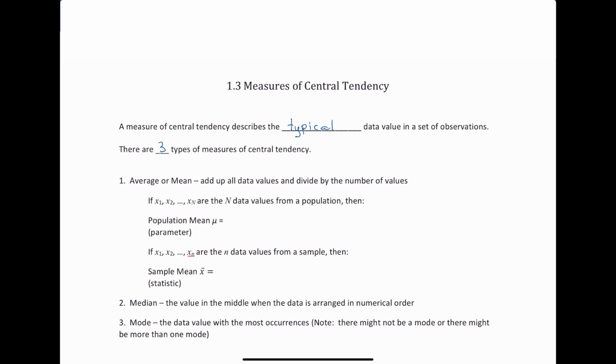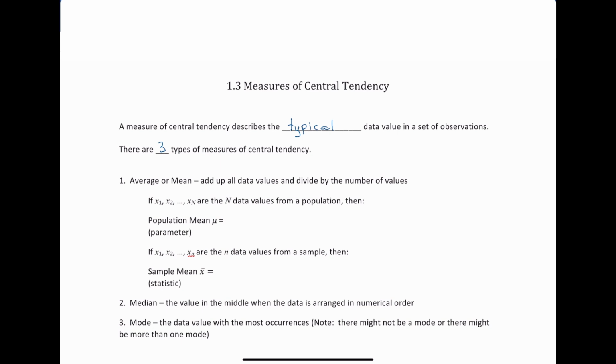And the first one you're probably already familiar with. That's the average, also called the mean. That's the thing where you add up all the data values and divide by the number of values. And you're probably familiar with getting your exam average if you have a few exam scores, where you add up your exam scores, divide by the number of exams, and that average is a number that gives you how you're doing overall in the class.